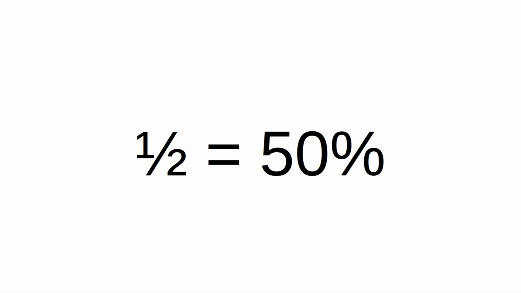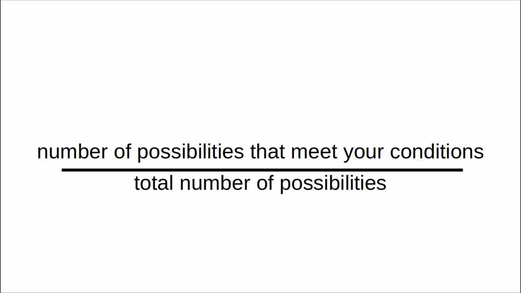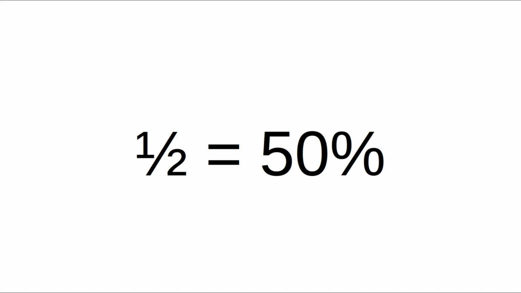To figure out the probability of something like this happening, you have to take the number of possibilities that you want to happen, or that meet your conditions, so in this case 1, the probability of it landing on heads, and divide it by the total number of possibilities, so 2. And then you have your answer, 1/2, 50%.